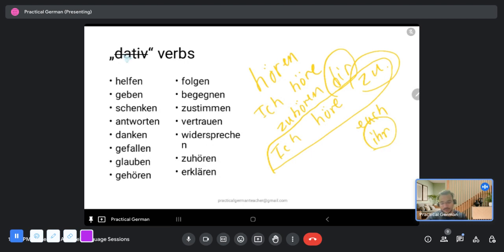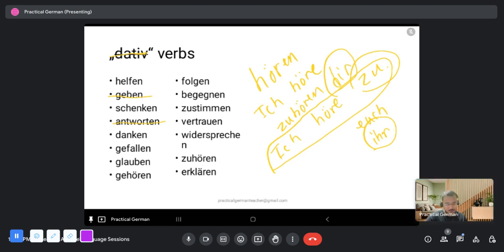I think some of these verbs are like, I'll tell you this: geben is not a dative verb. Antworten is not a dative verb. I think most of the other ones are dative verbs.